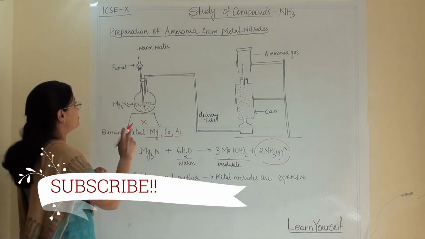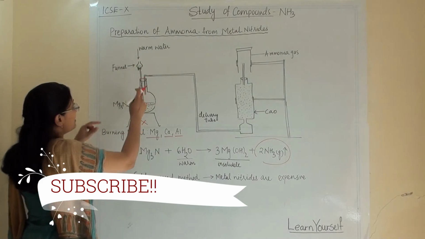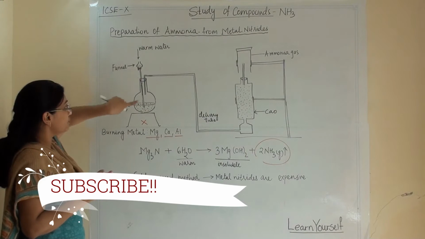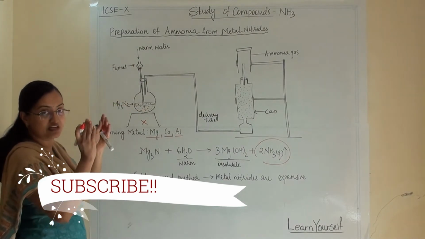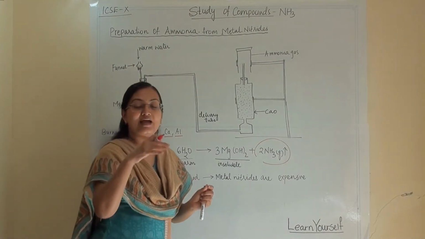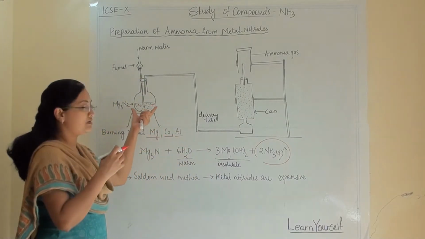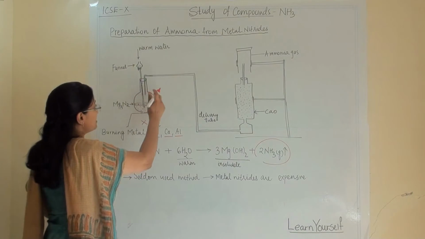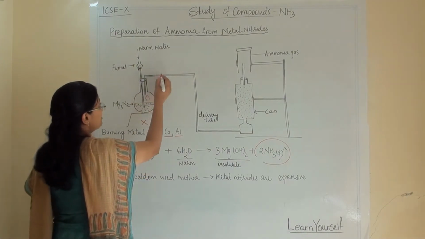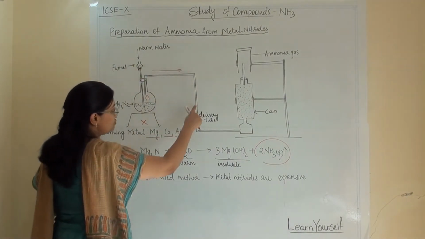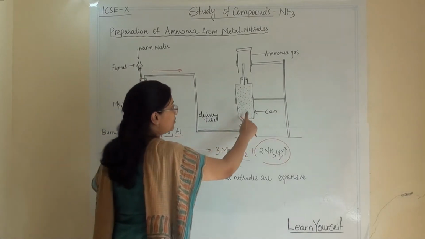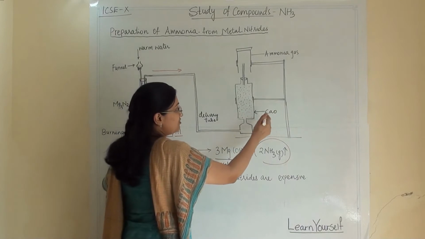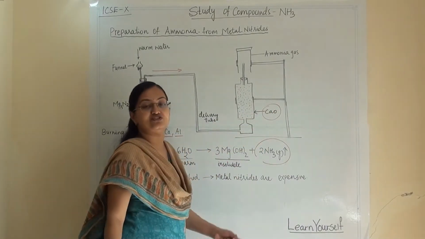So when you are taking magnesium nitride in a round bottom flask, we are not heating it in this experiment. We are adding warm water in a dropwise manner through a thistle funnel. This is a funnel, and it will add warm water to our round bottom flask in a dropwise manner. Whatever ammonia gas is generated will pass through this delivery tube and go to this arrangement. In this we have kept calcium oxide.